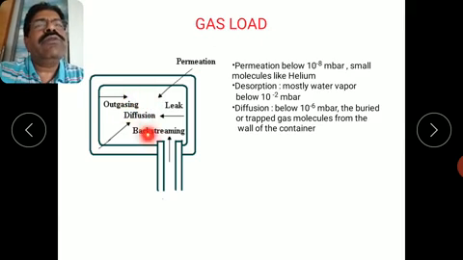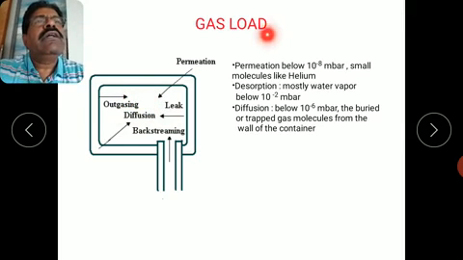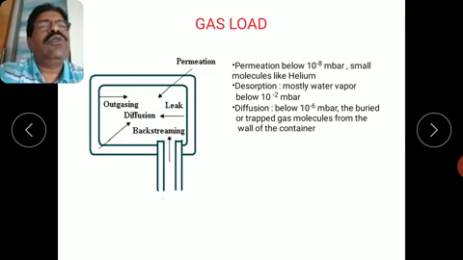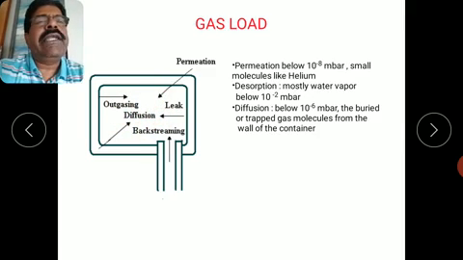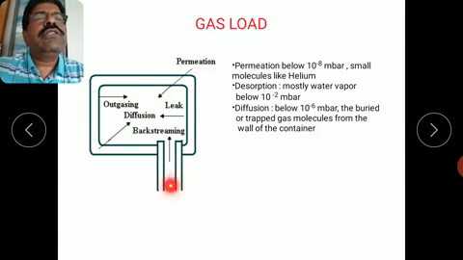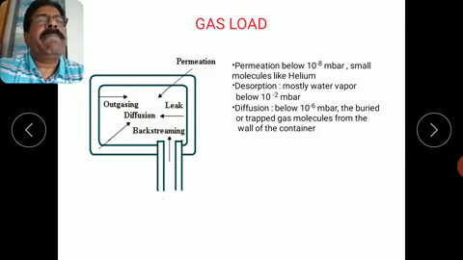So we are going to discuss what these different processes are by which there is an increase in gas load, or that contribute to the gas load. This is a diagram here. This is, suppose, a chamber which is connected to the vacuum pump. This is a pipe, you can say. At this point you can connect the vacuum pump, and this is the chamber which you want to evacuate.